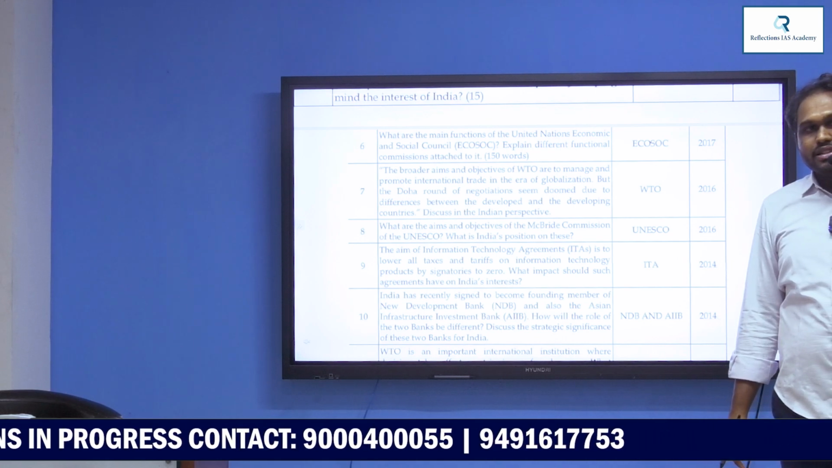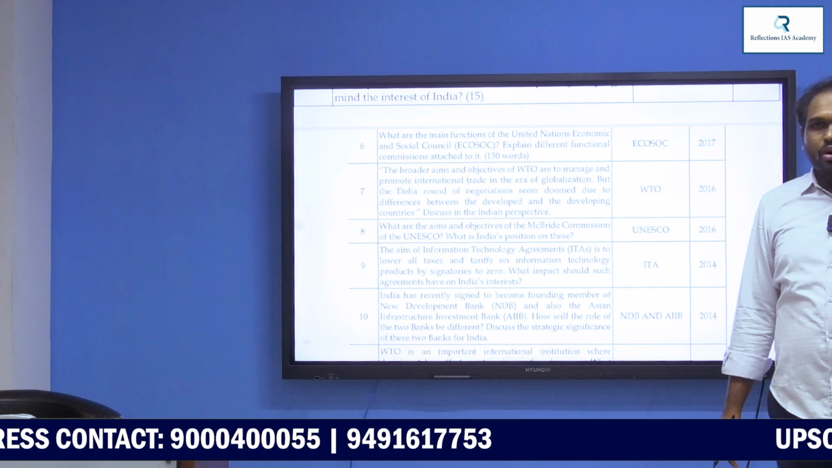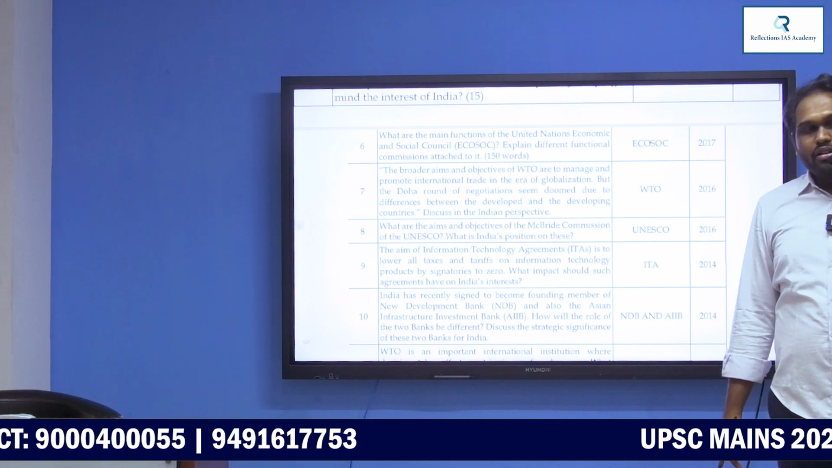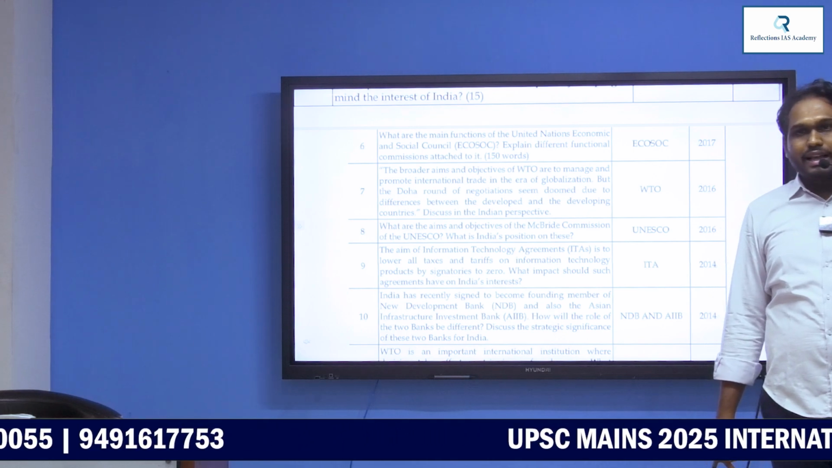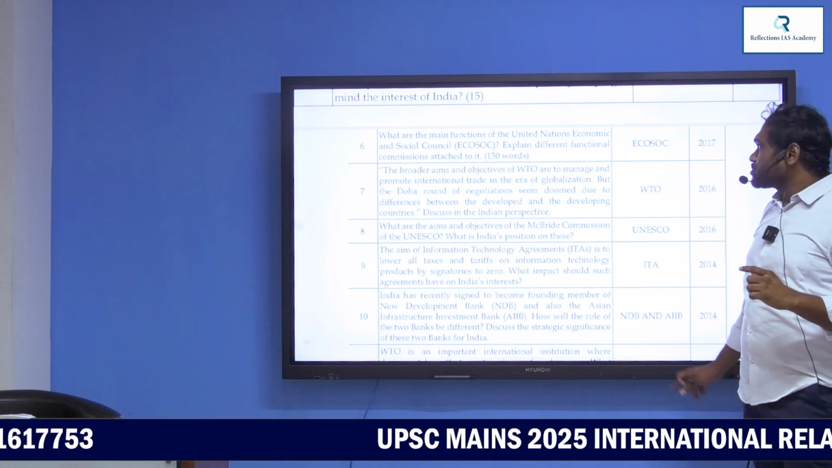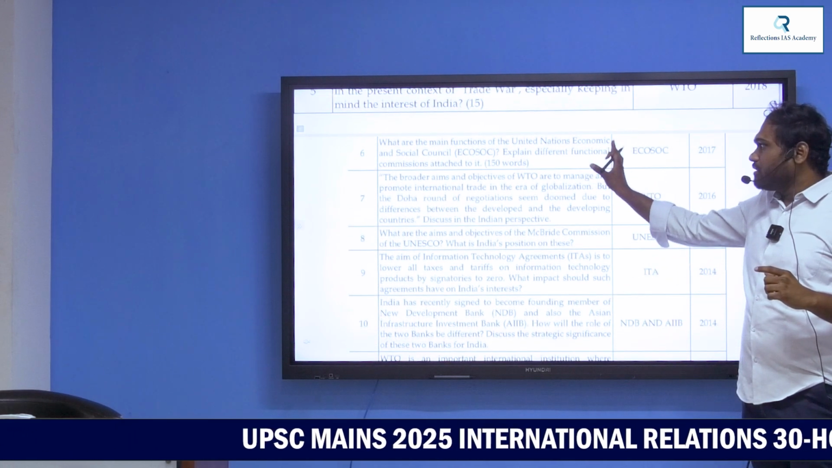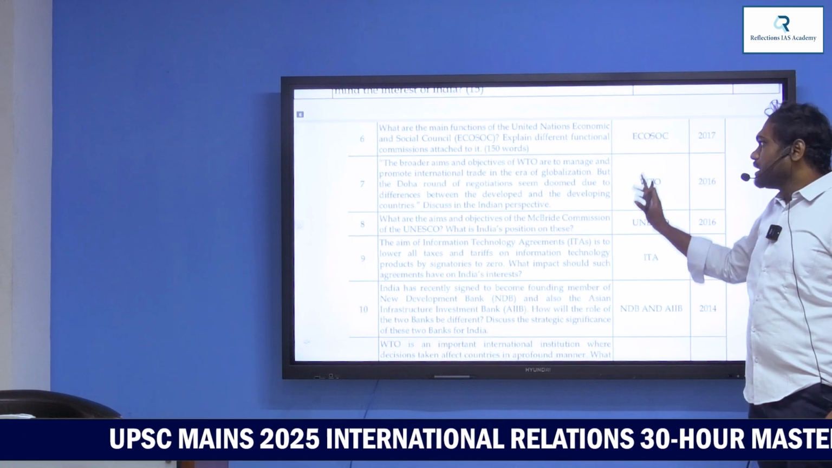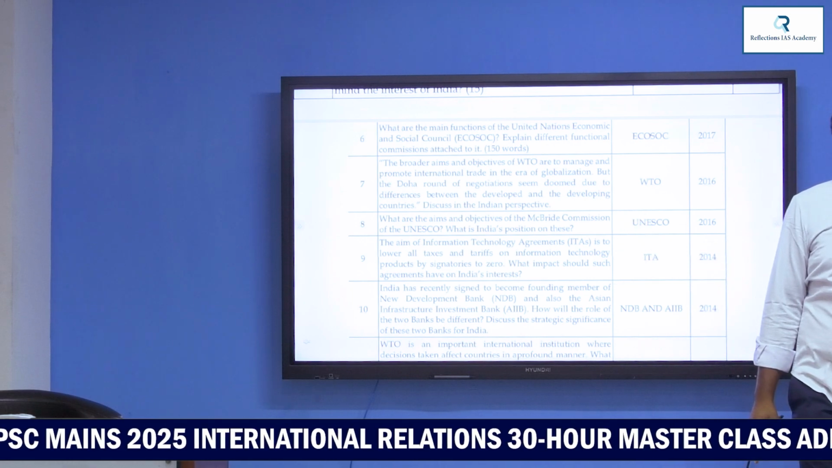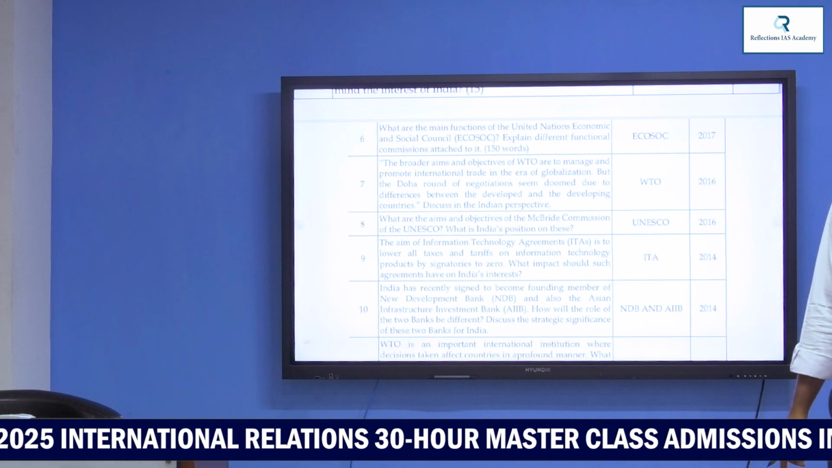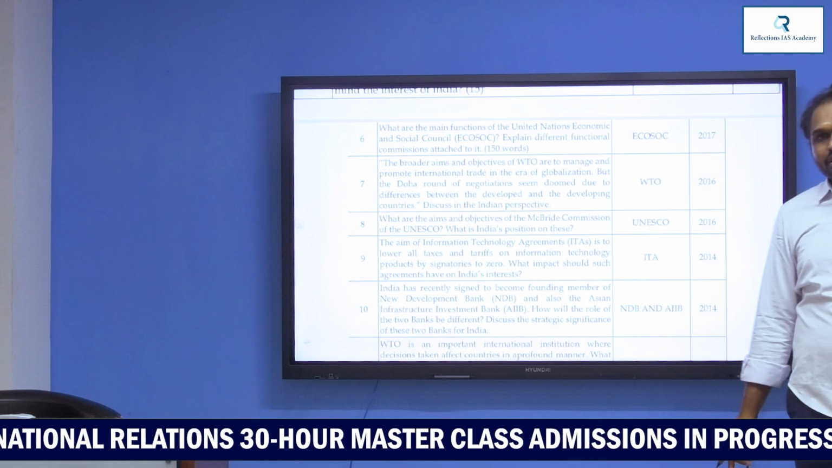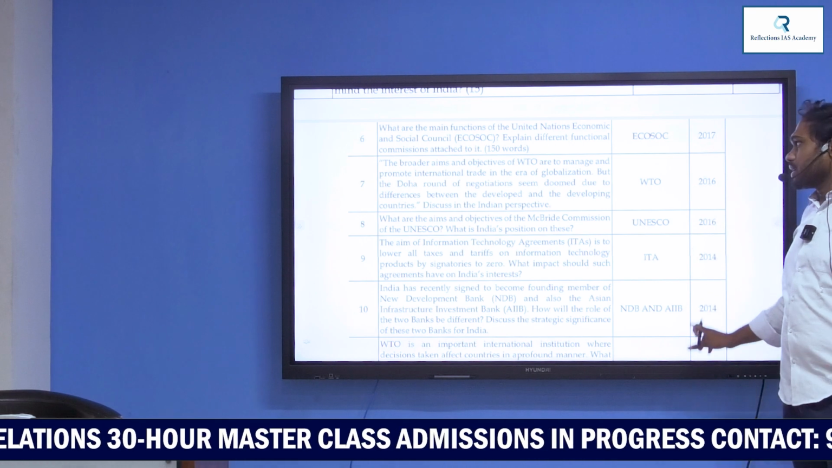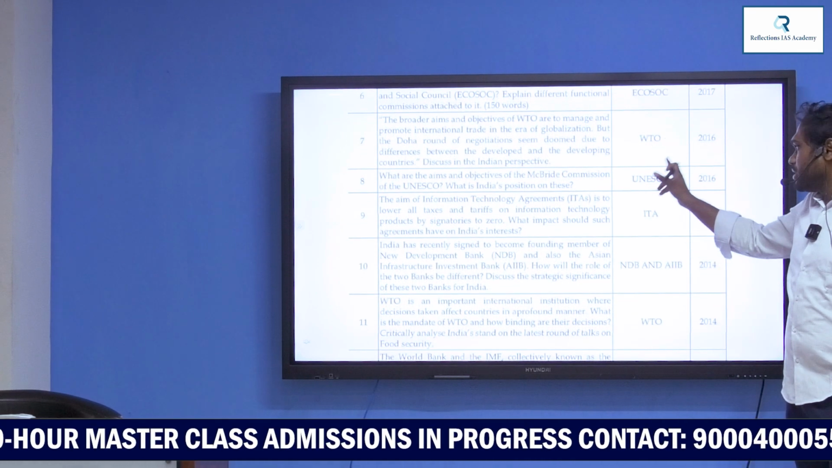United Nations organization has a lot of sub-bodies, attached offices. Economic and Social Council is one such organization. What are the main functions of Economic and Social Council? Different functional commissions are attached to it. That was the theoretical question he was asking, a very basic level question without any connection to current affairs. Again, WTO is repeated.